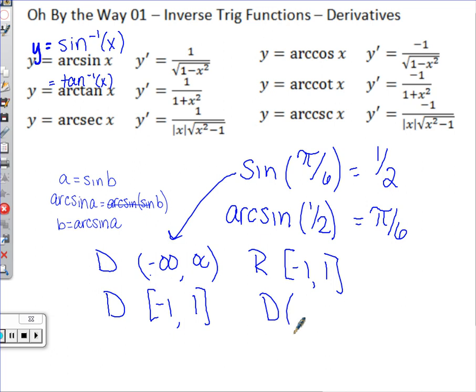The domain here, we can't plug anything in because we bound it somewhere, because otherwise it wouldn't be a function. It would kind of go like that, and it would look really funny, and then it wouldn't pass the horizontal line test. So we cap it off at -pi over 2 to pi over 2, so that we only get one of these little pieces.